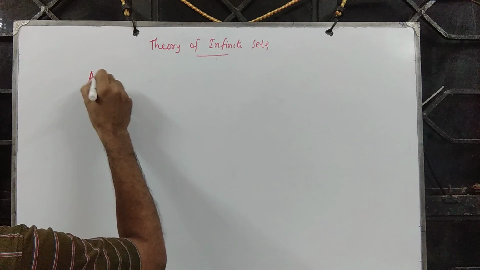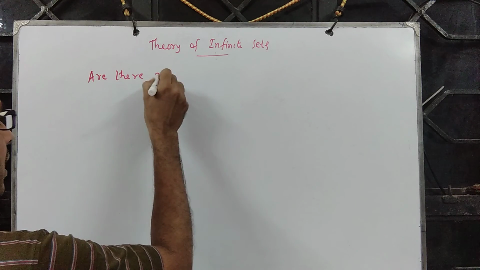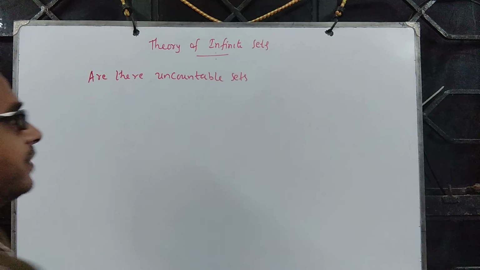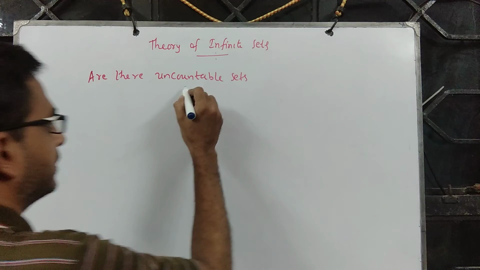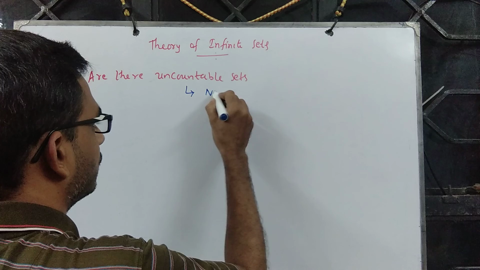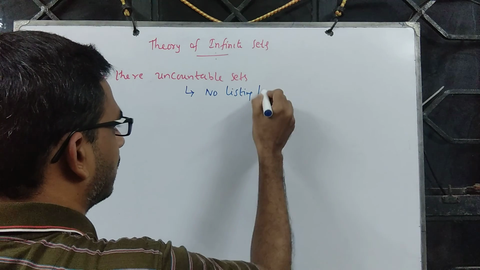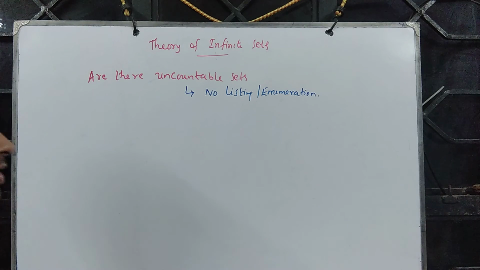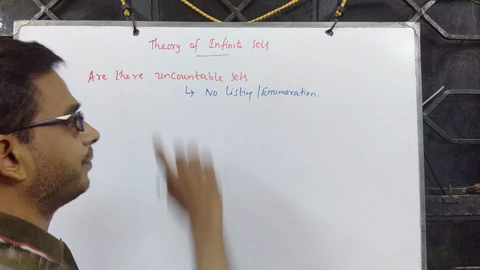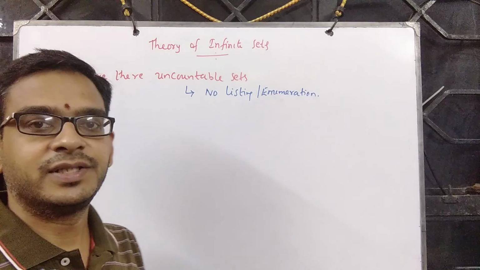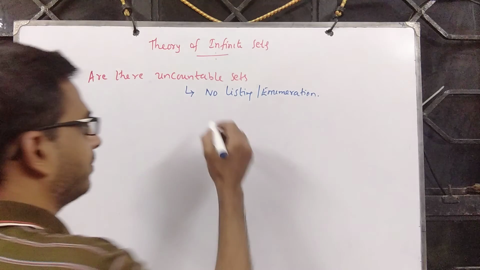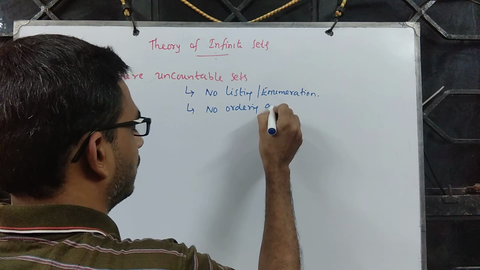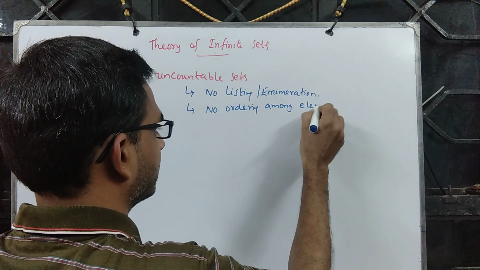So now the question is this: are there uncountable sets? Are there sets which cannot be listed, which cannot be enumerated? So no listing or enumeration, which means you can't list the set completely. You can't list everything in the set, and there is no ordering among any elements. So you can't talk about first element, second element, and so on. So no ordering among elements.